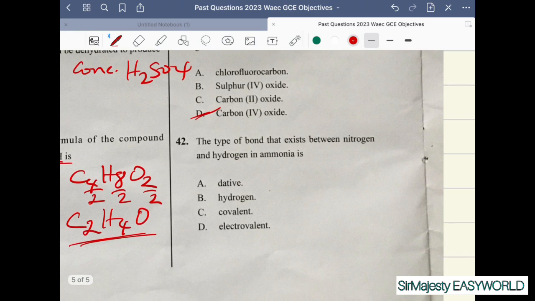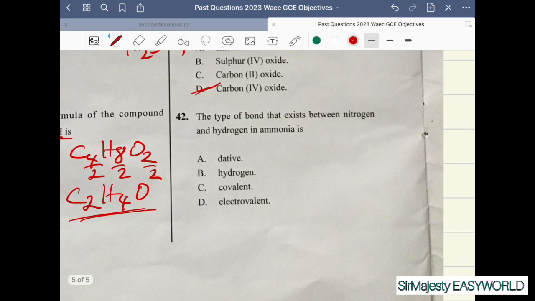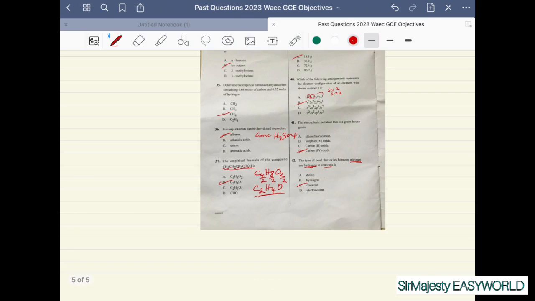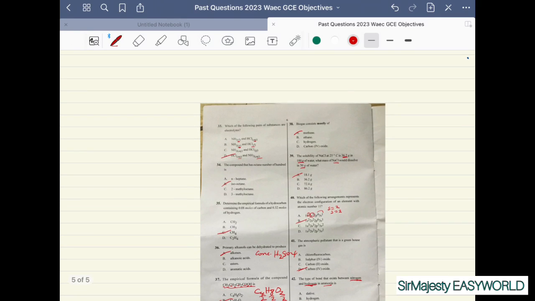So then 42 says the type of bond that exists between nitrogen and hydrogen. Imagine nitrogen and hydrogen. They are two non-metals. The bond existing between nitrogen and hydrogen in ammonia is nothing but covalent. It is formed by the sharing of contributed pairs of electrons. We are done with this.